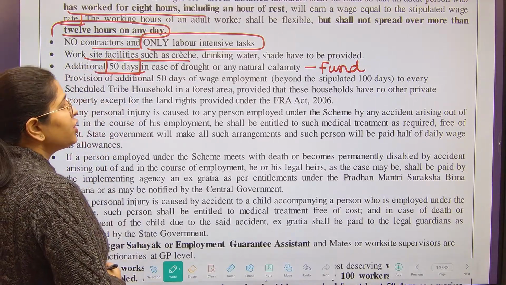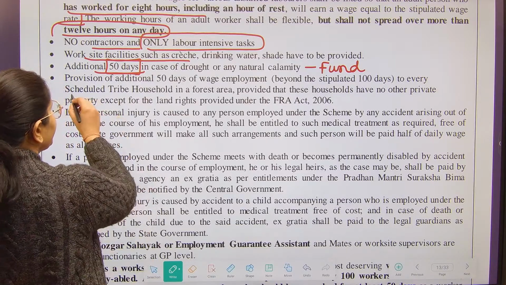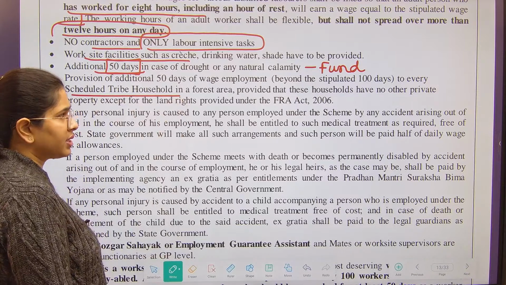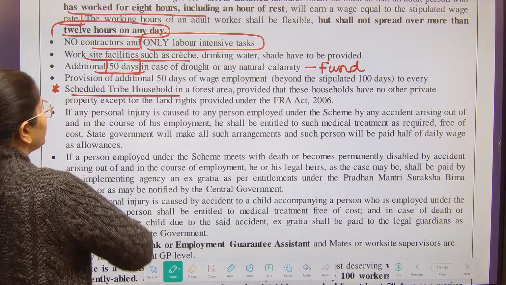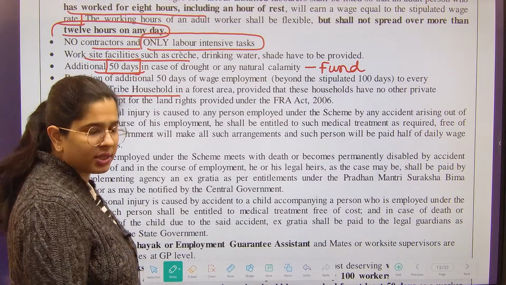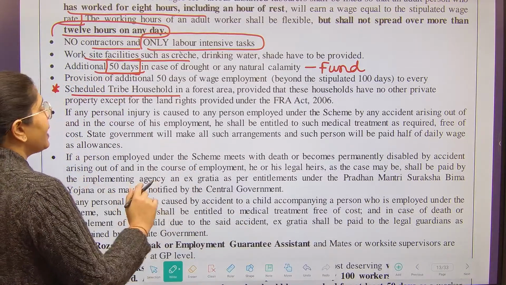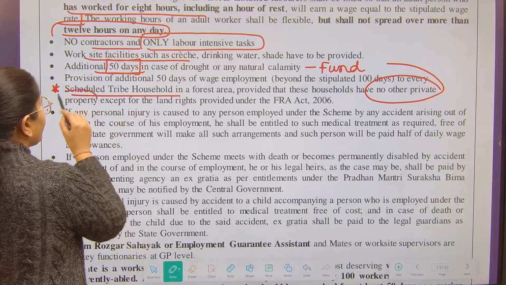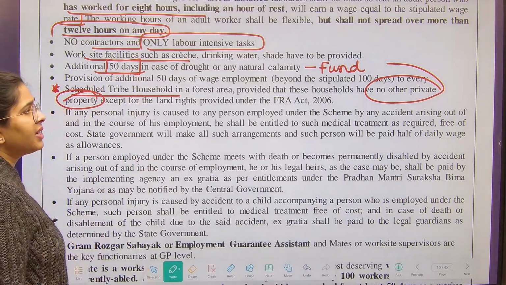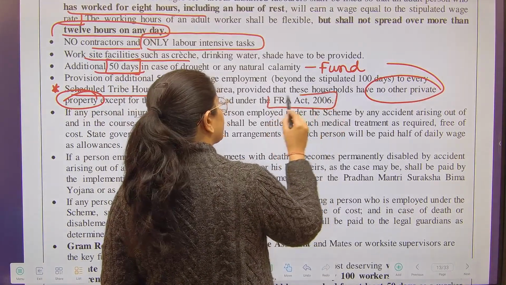So provision of additional 50 days of employment beyond the stipulated 100 days to every scheduled tribe household in a forest area is provided. Now this particular provision is specially for the scheduled tribes who are living in a forest area. But there is a condition. What is the condition? That they should not be having any other private property except the land rights which are provided under the Forest Rights Act 2006.